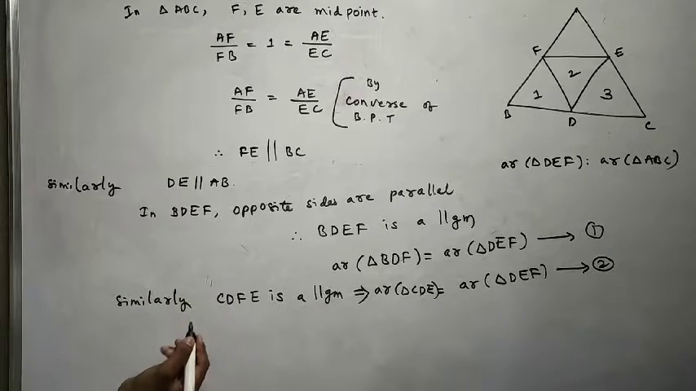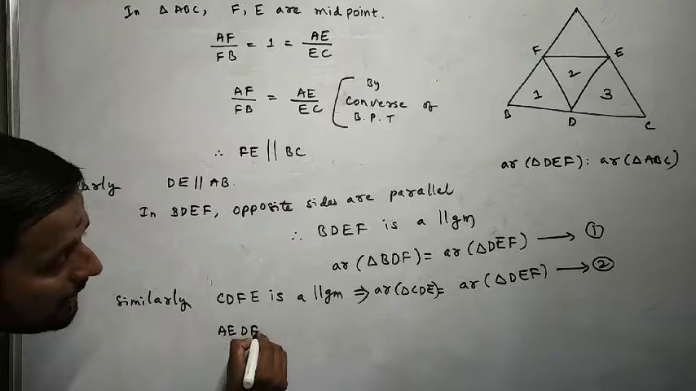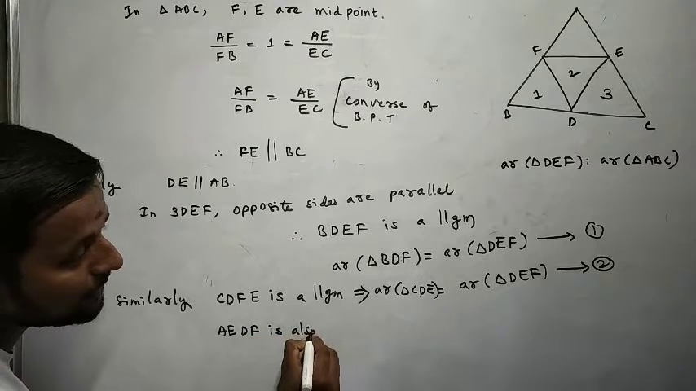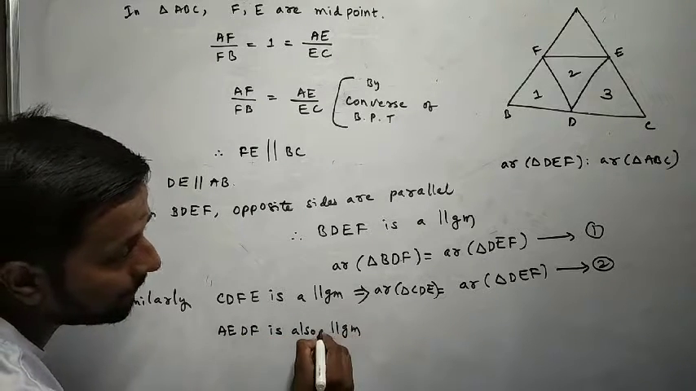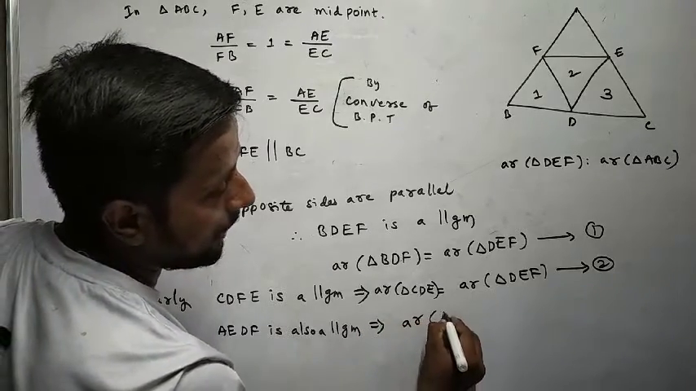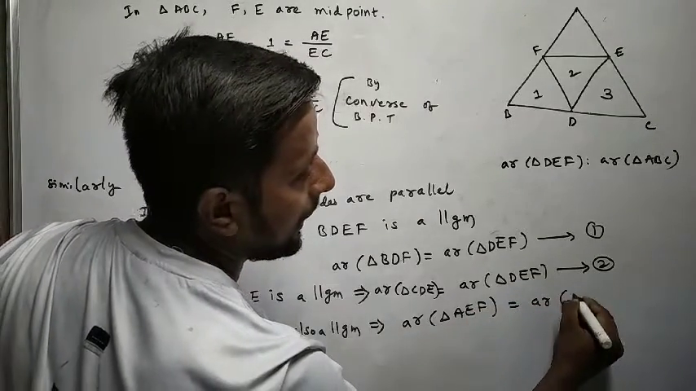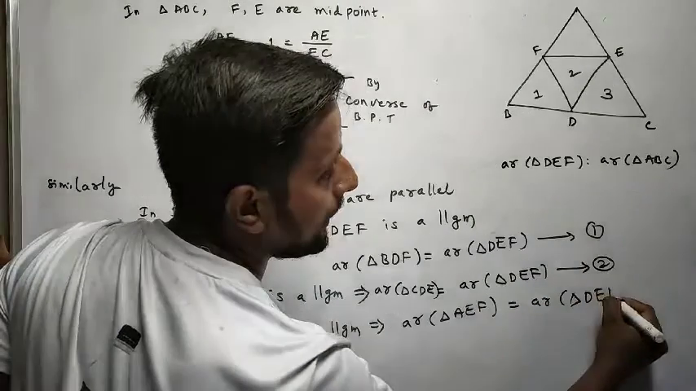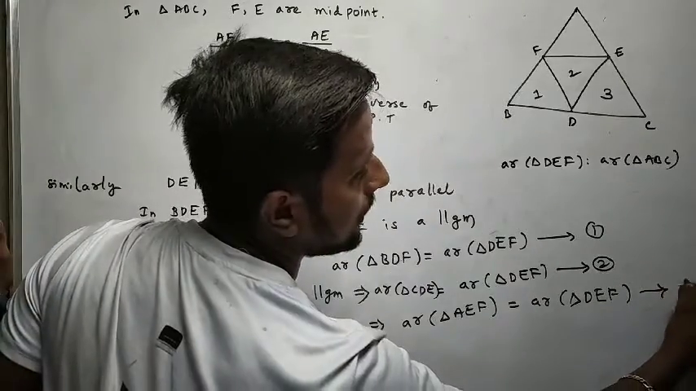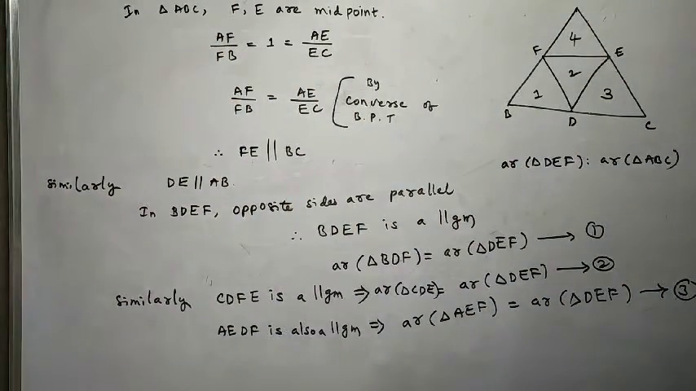One more parallelogram is AEDF. AEDF is also a parallelogram. So again we write the area of triangle AEF is equal to the area of triangle DEF. It is the third equation. So the fourth triangle is also equal.